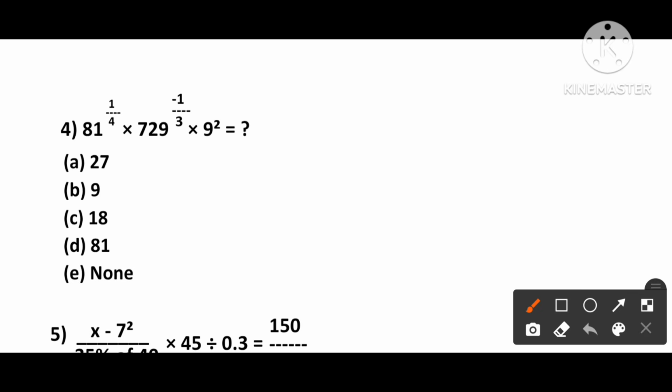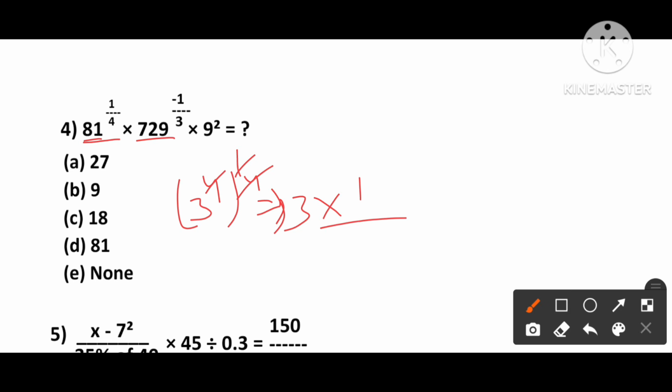Here we see 81 whole power 1 by 4 means the value will be 3. Why? Because 3 power 4 is 81. 1 by 4 and 3 power 4. So this is how we got 3 as our value. So the first part, this value is 3. Here 729 whole power minus 1 by 3. Minus 1 by 3 means the value goes in the denominator. 729 is 9 cube, whole power 1 by 3. So what we have in the denominator is 9.